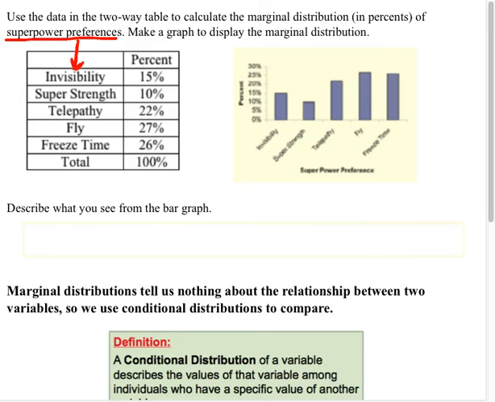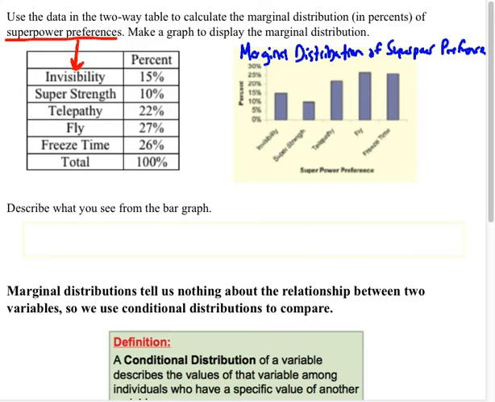All right, so over here, please fill in that bar graph based on the marginal distribution that we just did. So again, this bar graph is the marginal distribution of superpower preference. That would make a good title. And again, I labeled the preferences and I labeled the percents, so this would obviously be a relative frequency bar graph. And when we're talking about marginal distributions, it would always be a relative frequency bar graph.